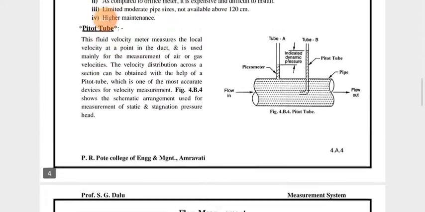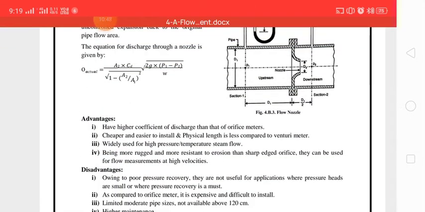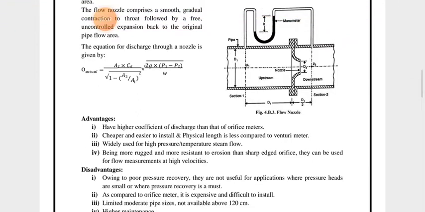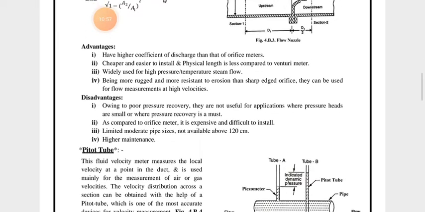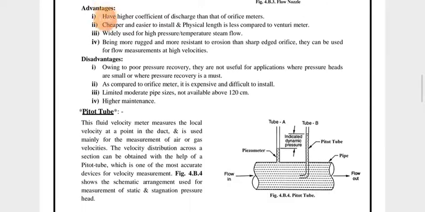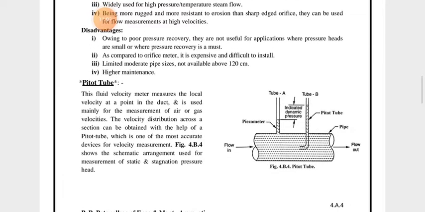Next one, I think all of you understood what is the flow nozzle for the measurement of flow of fluid. Then next is the pitot tube. In the diagram you can observe the pitot tube, which is applicable wherever the pressure is to be measured. This fluid velocity meter measures the local velocity at a point in the duct.